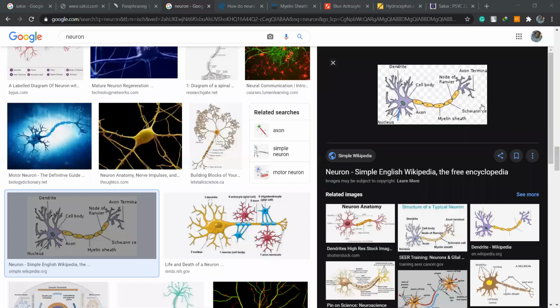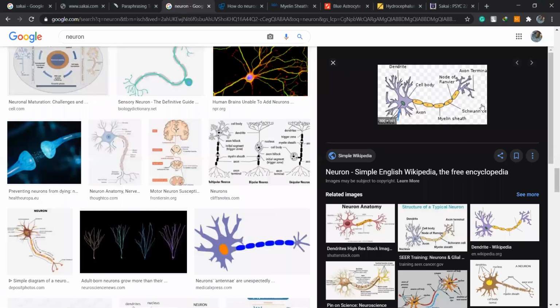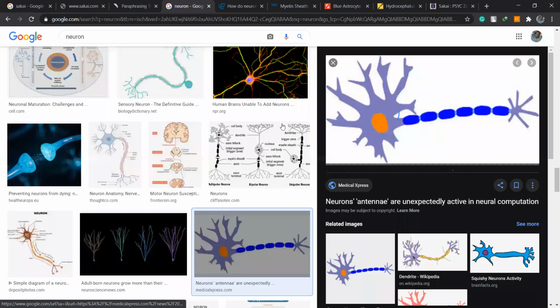So, Kenneth, is that the synapse? Come again. Is that the synapse? Okay, I think the tiny spaces.